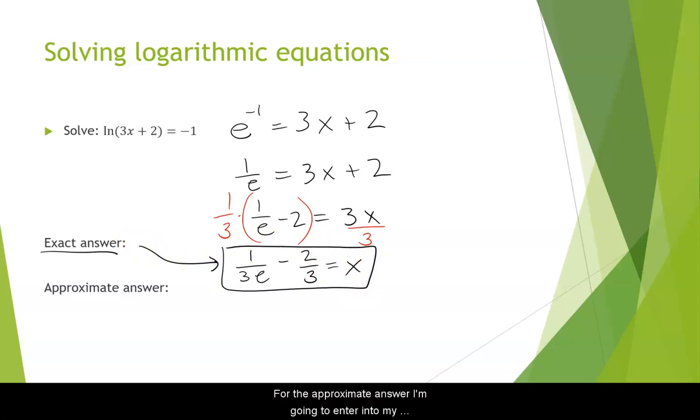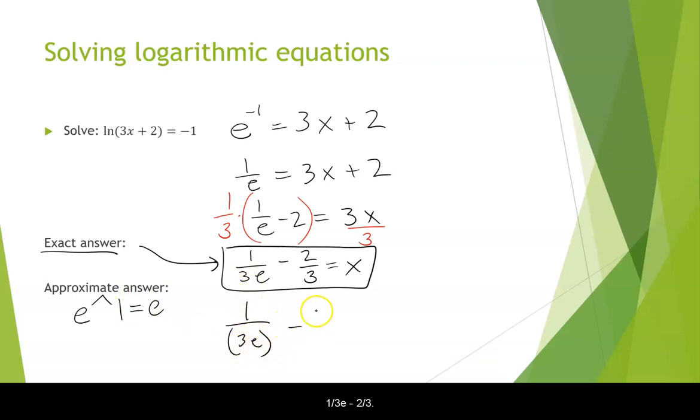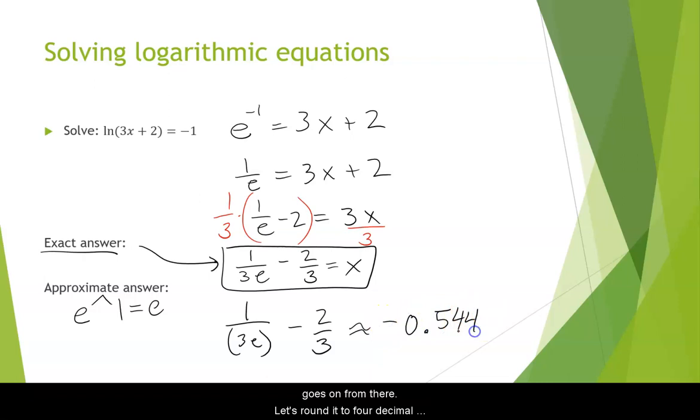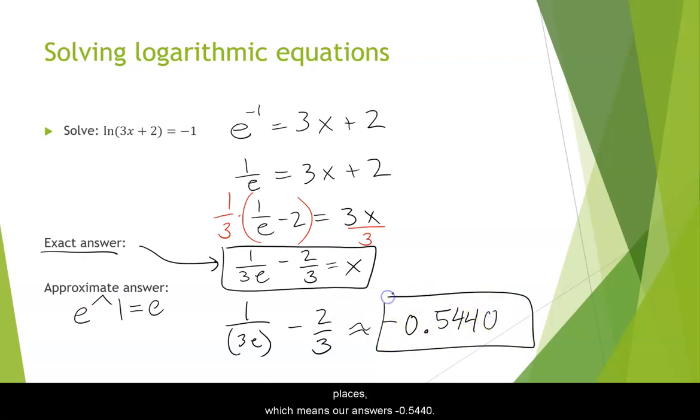For the approximate answer, I'm going to enter into my calculator 1 divided by 3 times e. You should have a button that just says e on your calculator. If you don't, look for the e with the caret symbol and just raise it to a power of 1. That's the same thing as just e. 1 over 3e minus 2 over 3 equals approximately negative 0.54404, goes on from there. Let's round it to 4 decimal places, which means our answer is negative 0.5440.